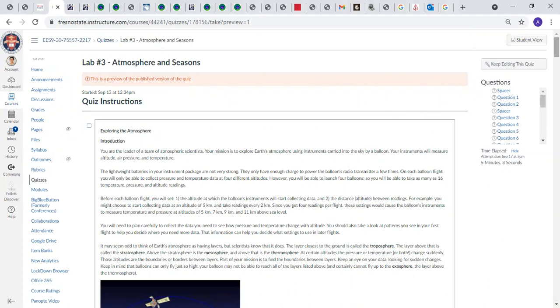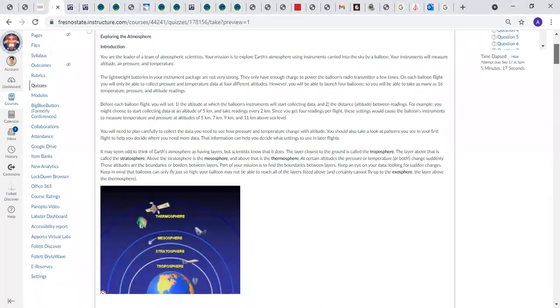I won't really have a PowerPoint. I'm just going to go through the lab and break down for you what you'll be doing and explain a few things here and there. First off, you'll have the introduction, and you're going to be doing this intro exercise to define the different levels of the atmosphere. Earth's atmosphere is broken up into a few different levels. You're going to be looking at these main four: the troposphere, stratosphere, mesosphere, and thermosphere.